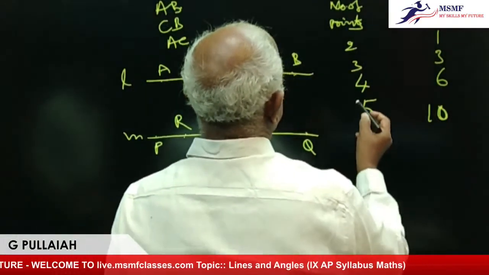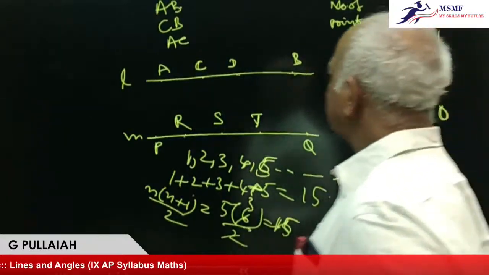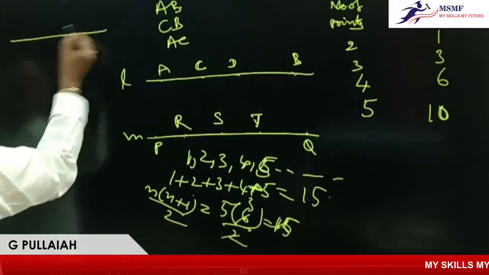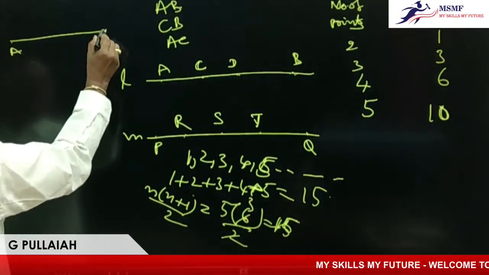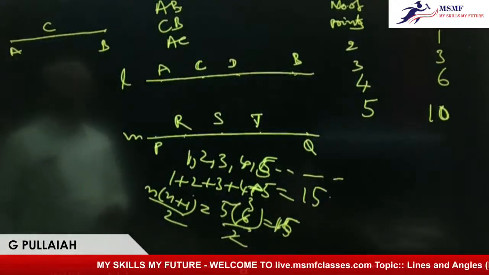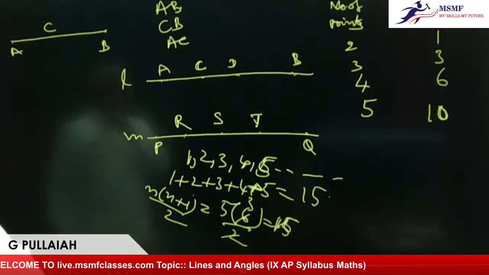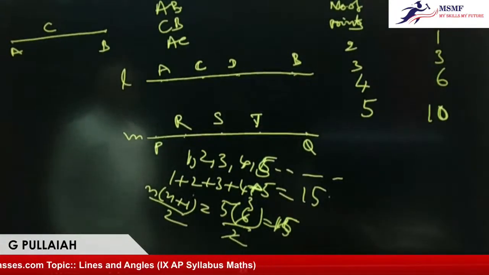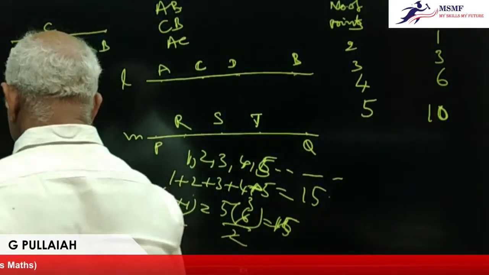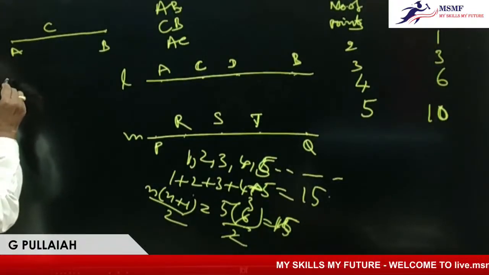This is here, and 3 points are there. Let us say 1, 2, 3. Then let us take once again, this is A, B, and C. So for 2 points, 1; for 3 points, 3; and for 4 points, 10. And n is equal to 4.